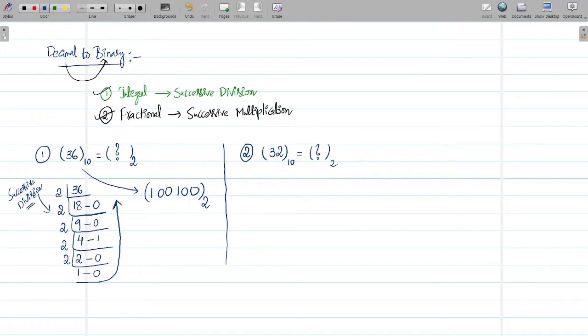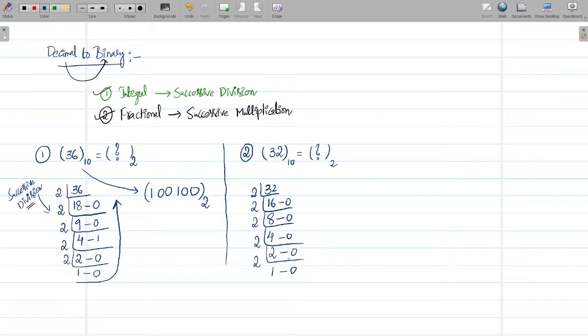Next, going to successive division here again. 32 is the given number. Divide this 32 by 2. 2 16s are 32, remainder is 0. Quotient is 16. Divide this quotient again by 2. Quotient is 8, remainder is 0, and again divide this 8 by 2. 2 fours are 8, remainder is 0. 2 twos are 4, remainder is 0. 2 ones are 2, remainder is 0.